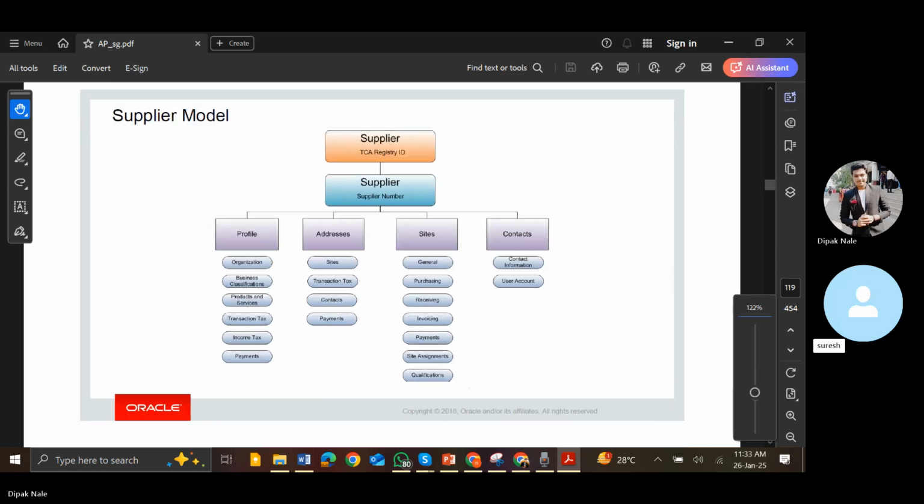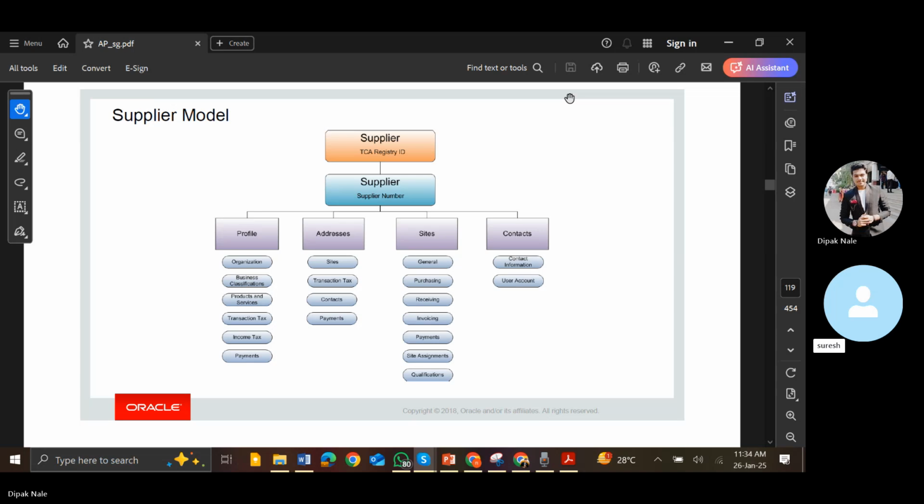Supplier TCS, supplier number, profile. So for creating a supplier, you need a supplier profile, supplier address, supplier site, contacts. What is a supplier profile? What is the supplier type? What type of organization? Business classification. The supplier is a manufacturer or this, that, everything. Tax, income tax, everything we have to put in the profile. Address: how many sites they are having? They can have 10 sites, 3 sites, 2 sites. We have to add everything because you should know which site you are billing, right? Contacts, payment. This is address, site.